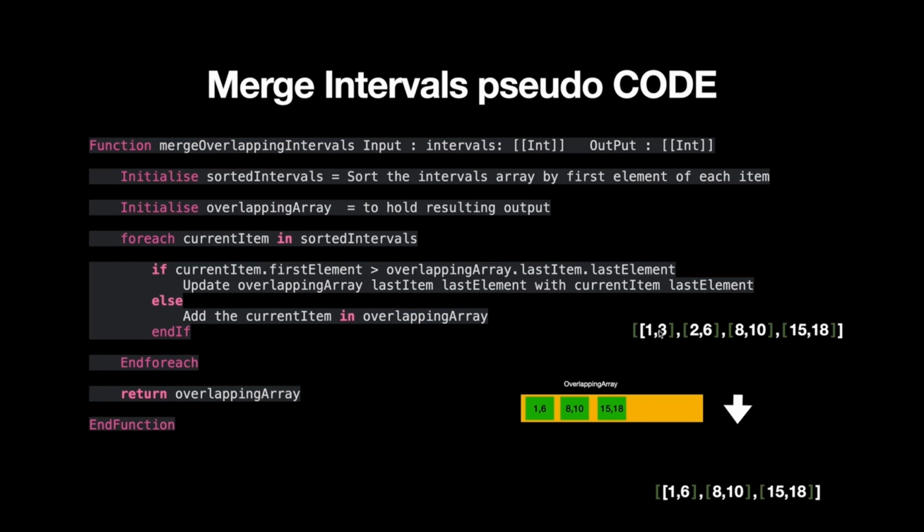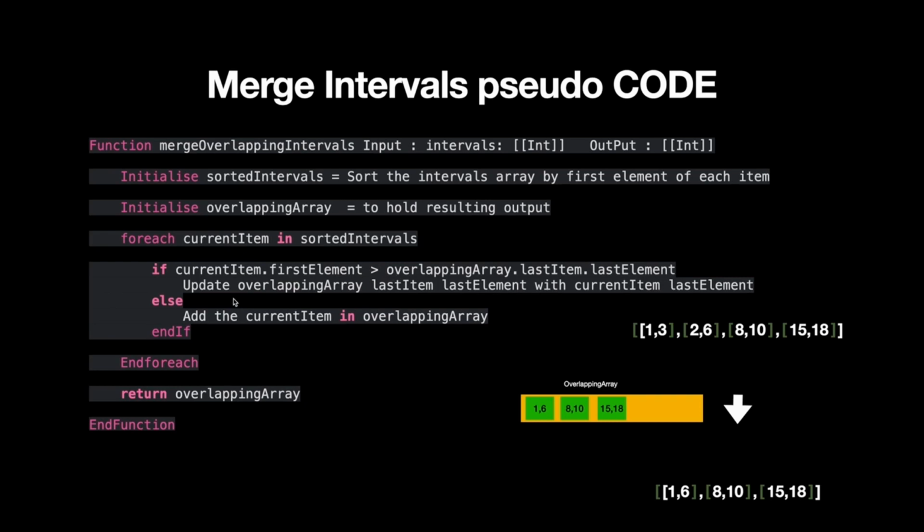So 1, 3 was already there, and for 2, 6, we check if the first element in the current item, so 2, is greater than the overlapping array's last item's last element. So if it was greater than this 3, sorry, it would be less than 3. So if the first element in the current item is less than the last element of the last item in the overlapping array, which is 1, 3, it means it is overlapping, not greater than, guys. I've written it wrong. So it is less than.